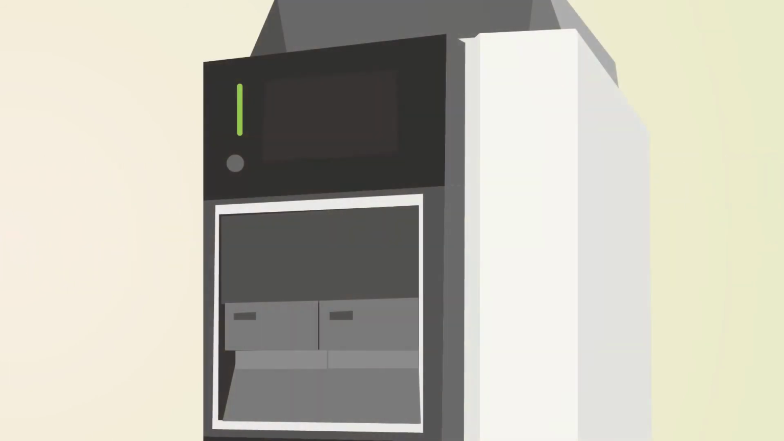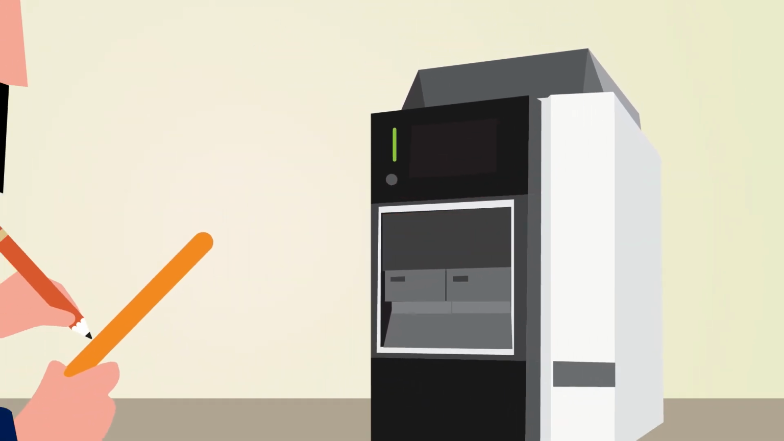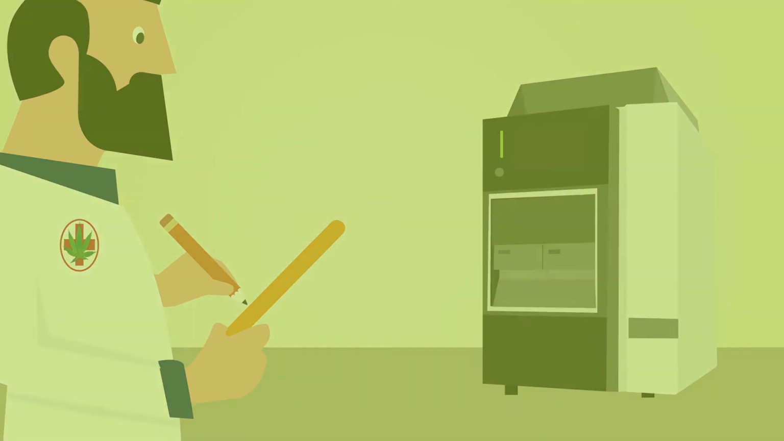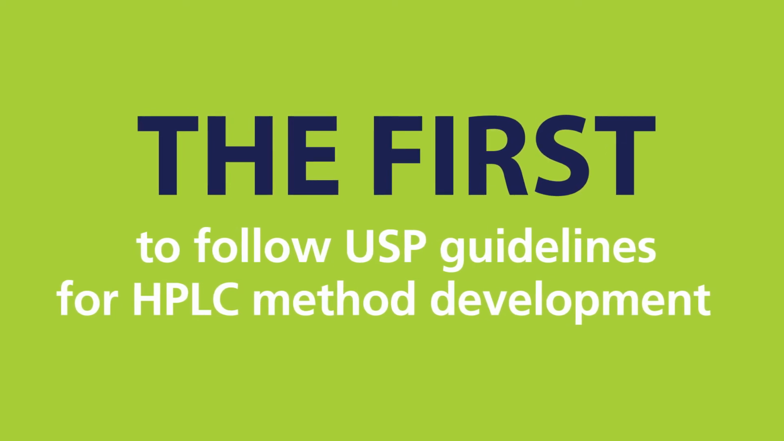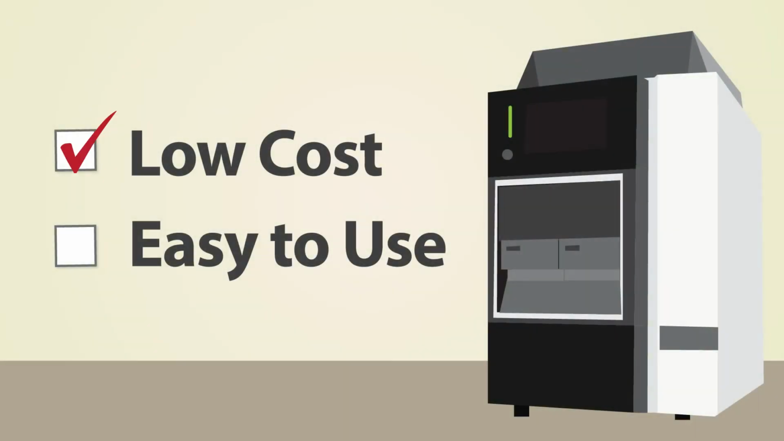That's why QC labs, growers, processors, and dispensers of medical marijuana products are looking to improve their testing and analysis procedures. And that's why Shimadzu developed the Cannabis Analyzer for Potency. It's the first testing instrument designed specifically for the needs of cannabis labs, and the first to follow the rigorous USP guidelines for HPLC method development. With low initial investment and operation costs, it's the perfect solution for potency analysis. Plus, it's easy to use.